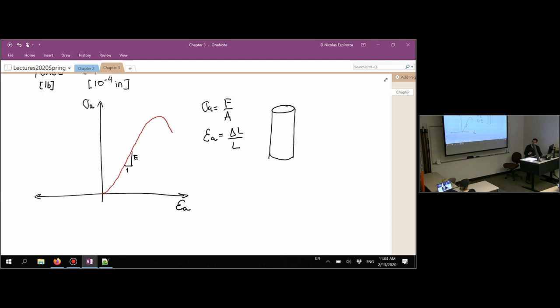Alright, so what we're going to do now is add the second component, which is the Poisson ratio, and the Poisson ratio is going to relate the radial strain and the axial strain, where the radial strain is going to be equal to the change of the radius divided by the original radius, or this is the same as saying the change of diameter divided by the original diameter.